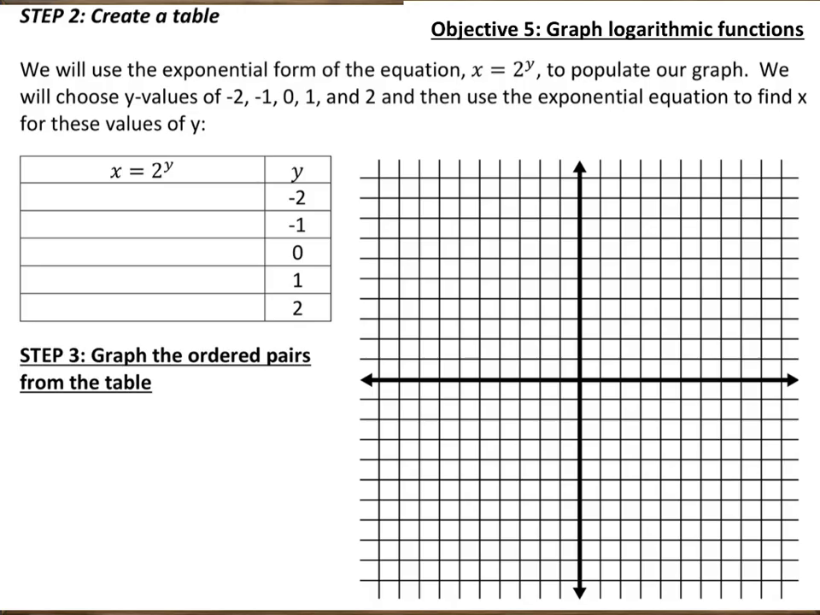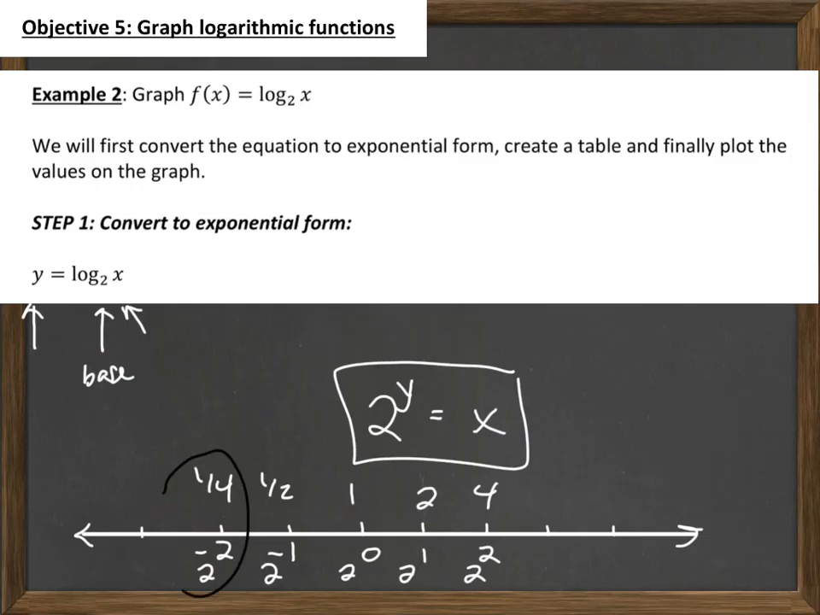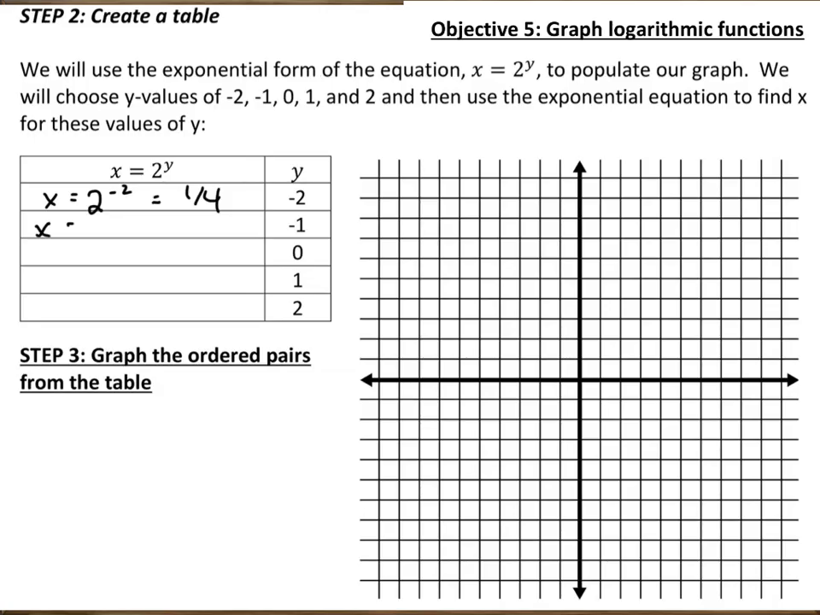Okay, so again, we're going to use those values of y that I just showed you on the number line to fill in this table. Okay, so if y is negative 2, then x is equal to 2 to the negative 2, or 1/4. Again, go back to your table. 2 to the negative second power is 1/4. Okay, then we have 2 to the negative first power. Well, that's 1/2. 2 to the 0 power is 1. 2 to the first power is 2. 2 to the fourth power is 4.